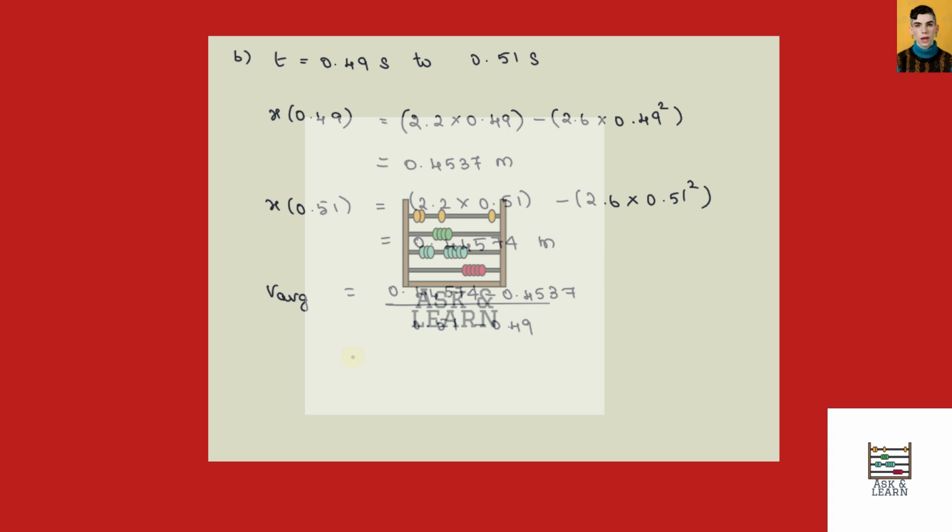As a result, we get minus 0.00796 divided by 0.02, and we get the average velocity is equal to minus 0.398 meter per second.